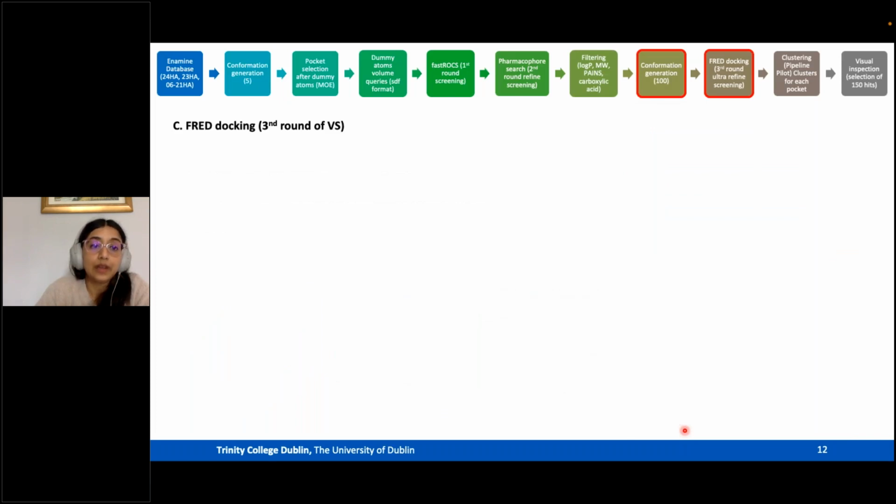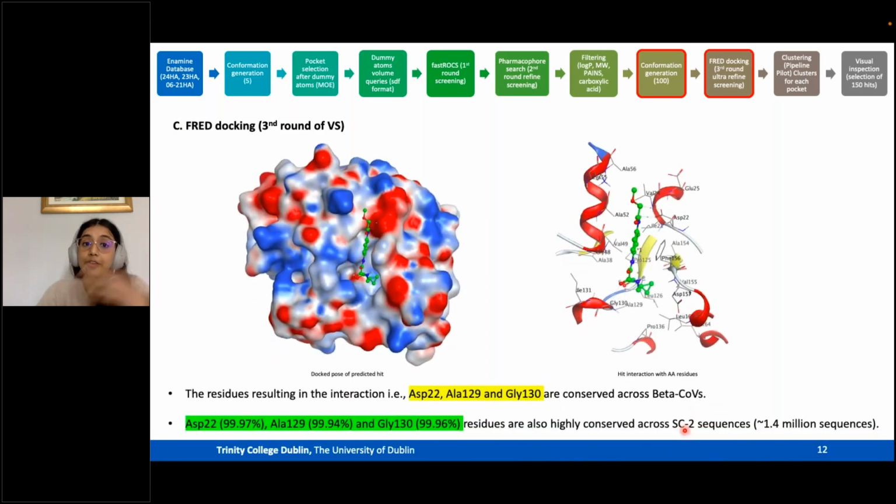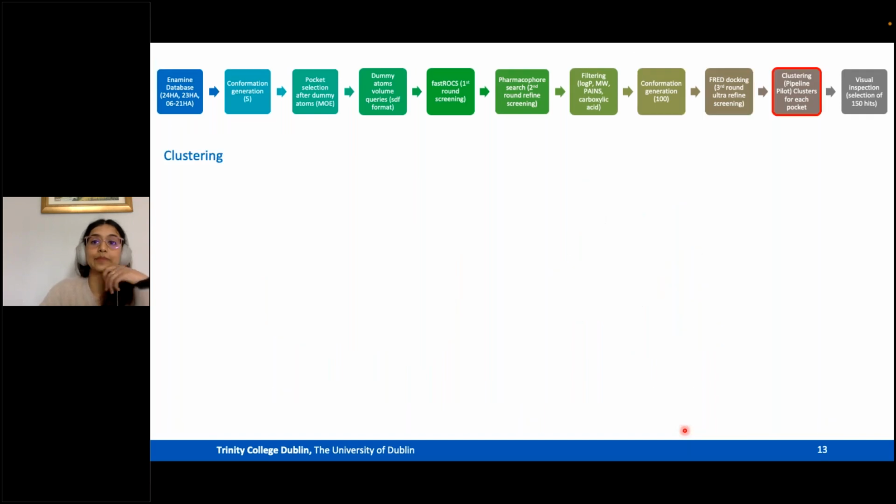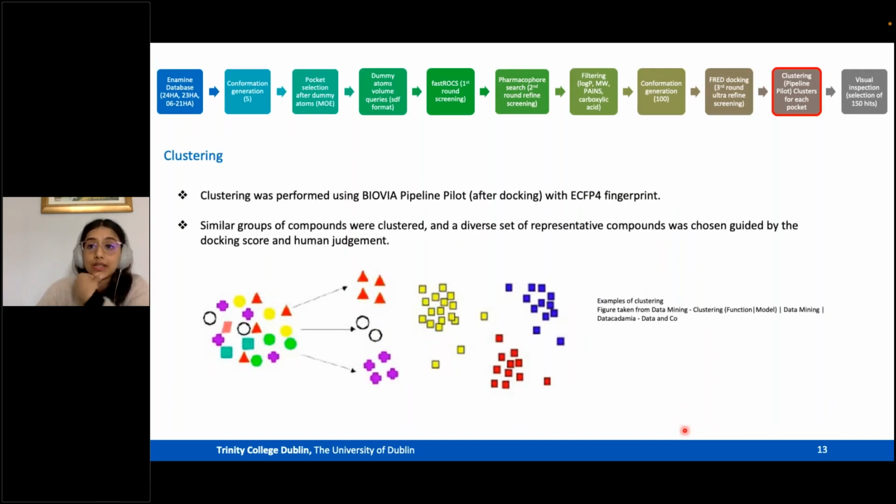So this then brings us to the last round of the virtual screening protocol. That's the FRED docking. So we found that these hits made interactions with the protein residues that were conserved across beta-coronaviruses as well as our SARS-CoV-2 sequences. So the last round was then to cluster our hits. We used Pipeline Pilot for clustering. So we clustered similar looking compounds into different clusters and then extracted representative compounds by looking at their docking score and also looking at how well they made interactions with the protein residues.